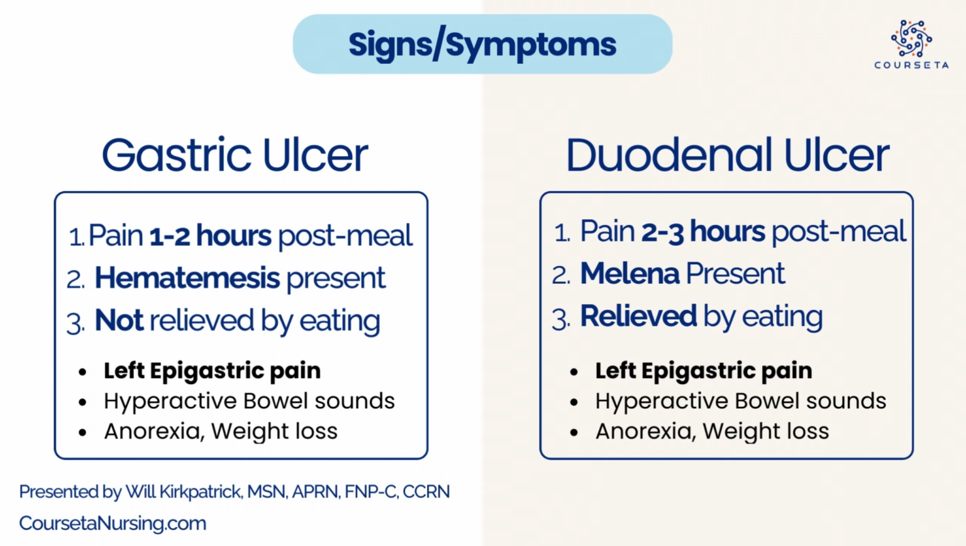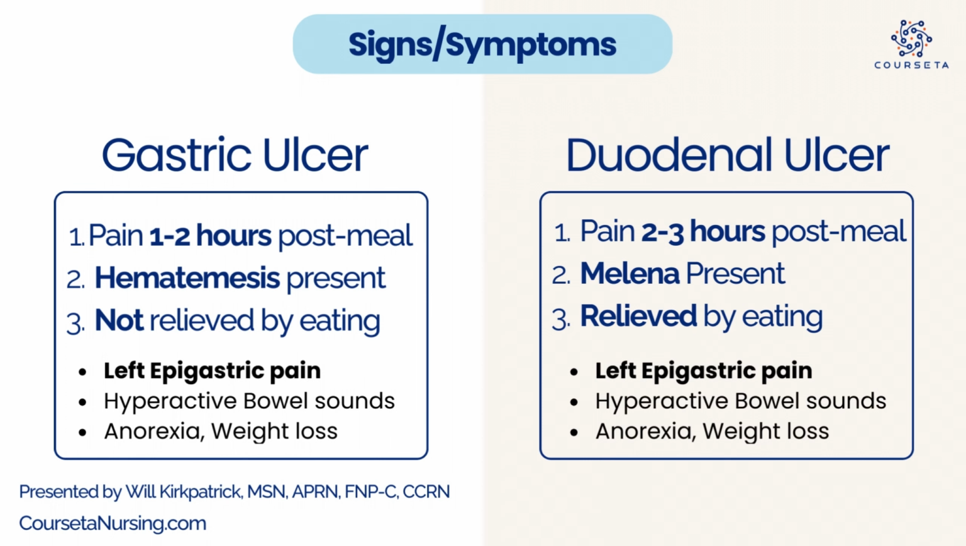Versus your duodenal ulcers, that's more likely to have something called melena, which is dark black or dark red stool that is indicating a GI bleed. So it's more likely to come out of your stool versus your vomit with a gastric ulcer.